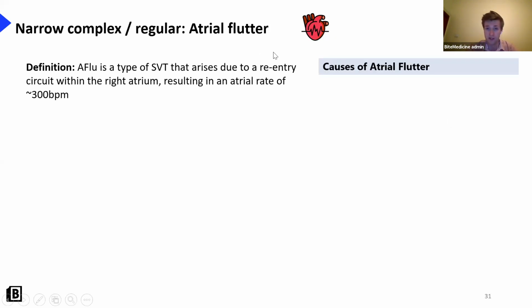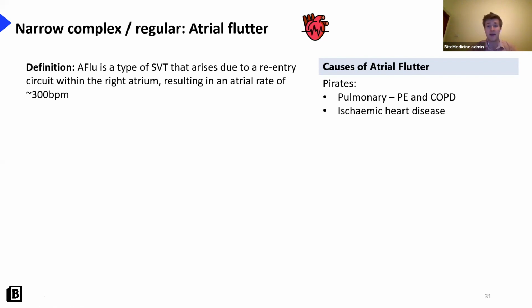And the causes of atrial flutter, so some of you who know the atrial fibrillation revision quite well might have come across this mnemonic PIRATES for causes of atrial fibrillation, and the exact same mnemonic can be used for flutter. So PIRATES is pulmonary causes of atrial flutter or fibrillation, so either a PE or COPD can cause this rhythm. Ischemic heart disease, so again, anything that causes infarction and scarring of tissue can disrupt your electrical activity and lead to all sorts of arrhythmias.